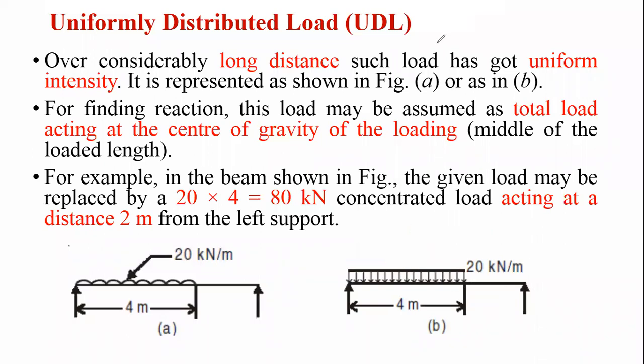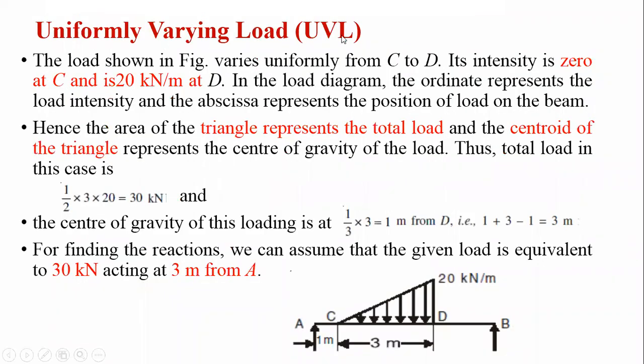Okay, this one is the uniformly distributed load. Now the next is uniformly varying load, UVL. The load shown in the figure varies uniformly from C to D. The intensity is 0 at C and 20 kilonewton at D. If you see here, such an arrangement is called uniformly varying, or it may be called a triangular load. Intensity is 0 at C and maximum at D.